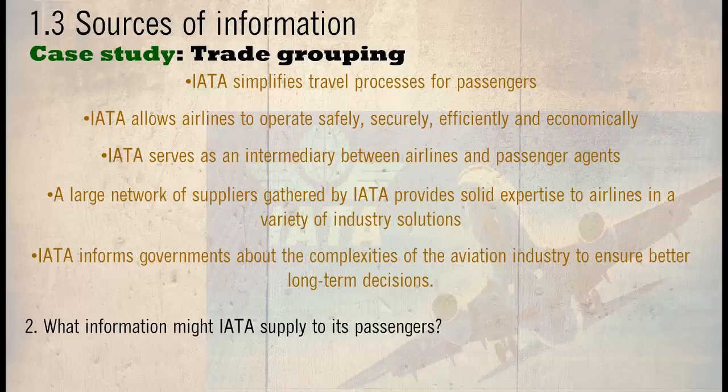What information might IATA supply to its passengers? IATA simplifies the travel process for passengers. What information might IATA supply to governments? IATA informs governments about the complexities of the aviation industry to ensure better long-term decisions.